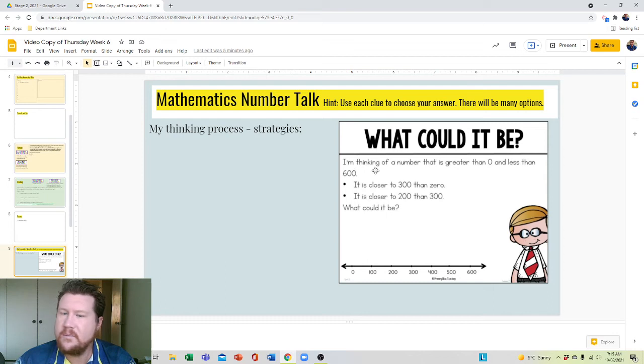There'll be many options. I'm thinking of a number that is greater than 0 and less than 600. It is closer to 300 than 0. It's around here then. It's closer to 200 than 300. It's closer to 300 than 0. It's closer to 200 than it is to 300. I don't know. I'd have to do some working out, which is why I need to use paper.